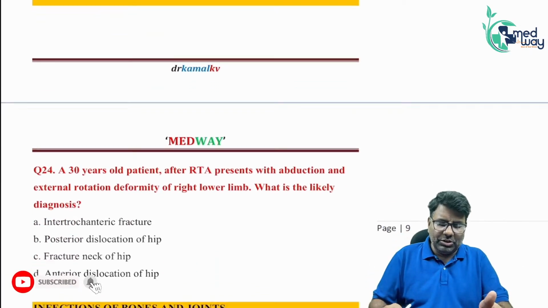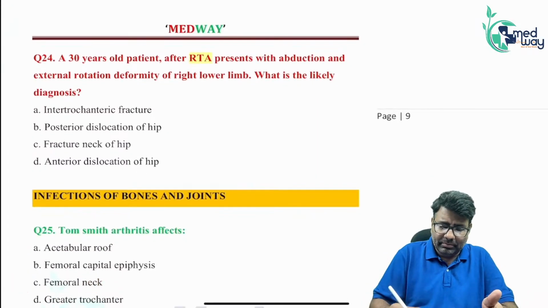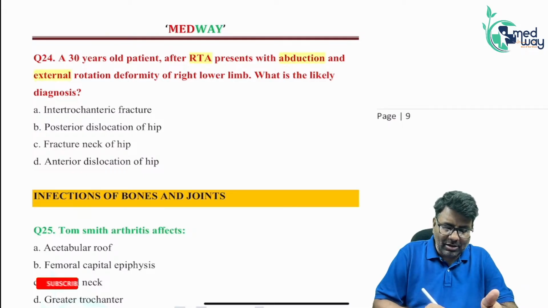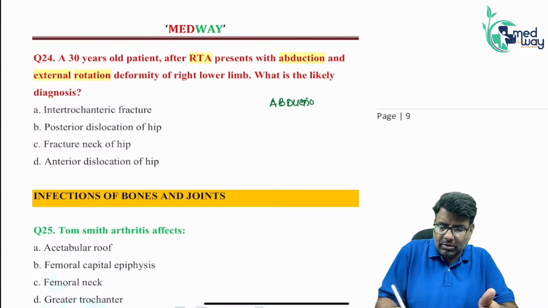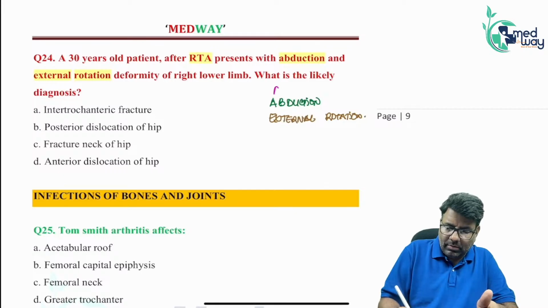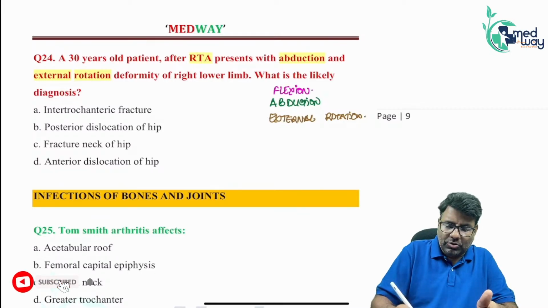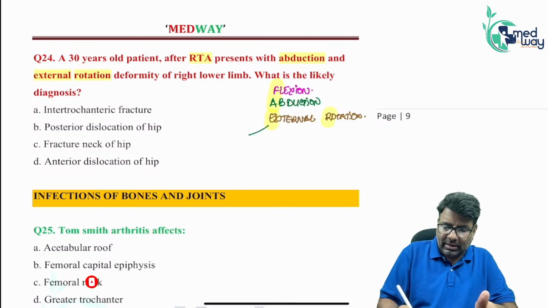Then moving to injuries of the lower limb. Now, a patient of road traffic accident is having abduction and external rotation. The moment you have this kind of word, abduction, then external rotation, obviously there will be some mention of flexion as well. So this comes out to be FABER deformity. This is the classical FABER deformity.